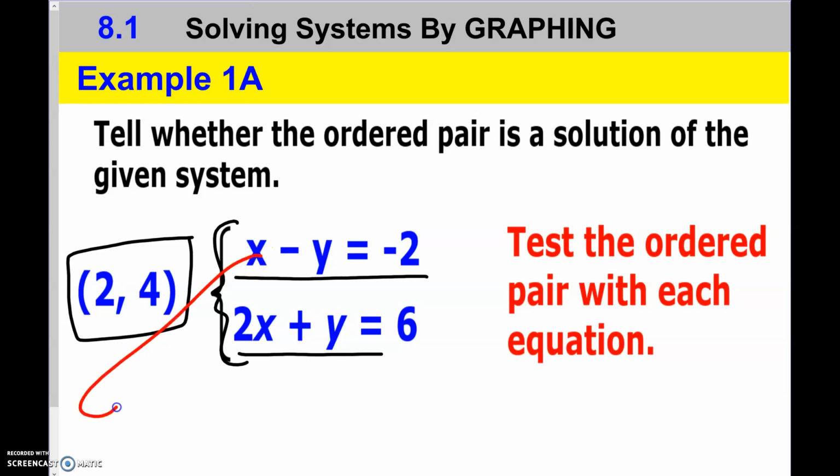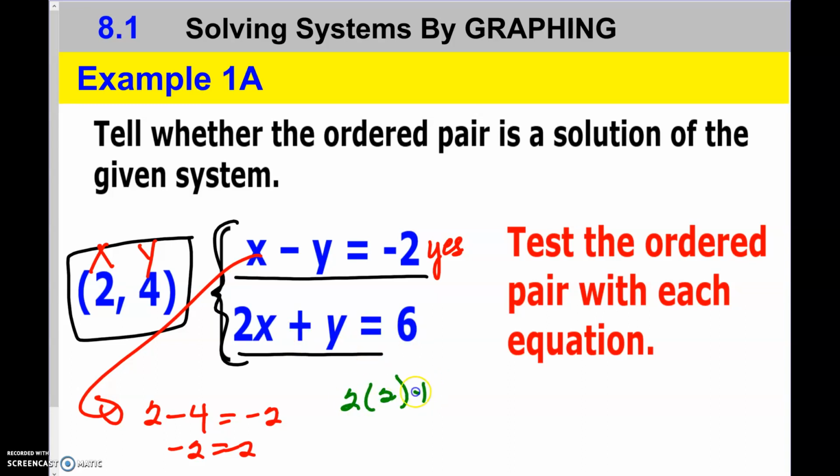So in this first equation right here, this is x, this is y. I'm going to substitute a 2 in place of x, and in place of y, I'm putting a 4, and I want to know, does that equal negative 2? Well, 2 minus 4 is a negative 2, and negative 2 equals negative 2, so yes, this line contains that point 2, 4. Does this second line have it? So now when I do this one, I take 2 times 2 plus 4 equals 6. 2 times 2 is 4, plus 4.